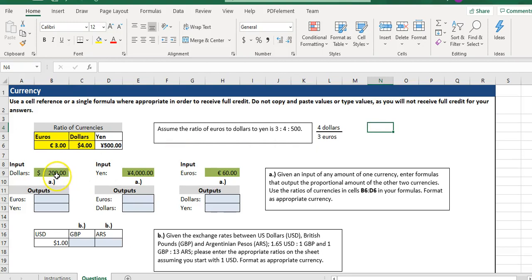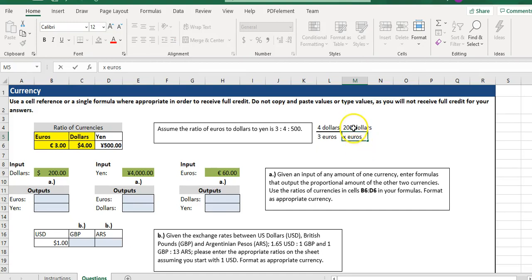So I know I have $200. So the dollars are on the top of my ratio. So I don't want to put the 200 here next to euros. I want to put the 200 here on top next to the dollars. So I'm going to put $200. And I'm trying to calculate the euros. So I'm going to say X is my number of euros.